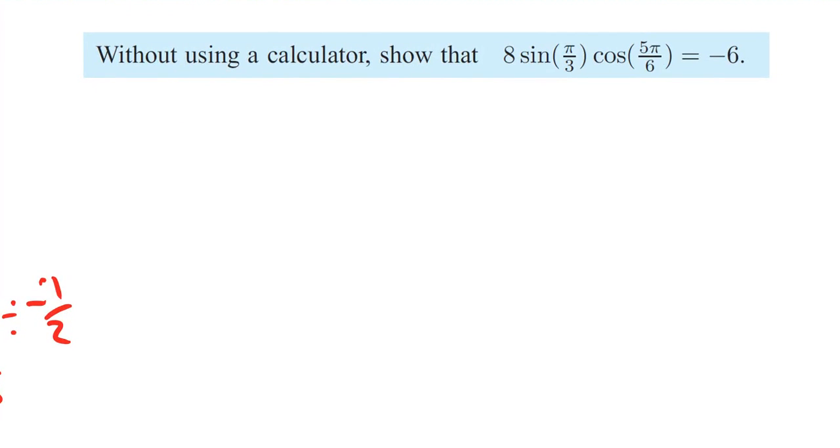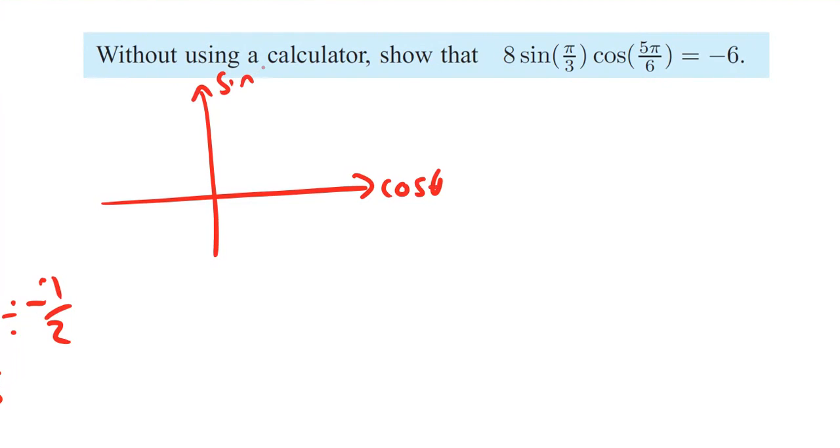Right. Example 3. Without using a calculator, show that 8 sine pi over 3 cosine 5 pi over 6 is equal to minus 6. Okay, so there's lots of components to this. Let's start by focusing in on the sine of pi over 3. Again, we're going to draw ourselves a quick unit circle diagram. And so the angle pi over 3 is 60 degrees, so it is going to look something like that.